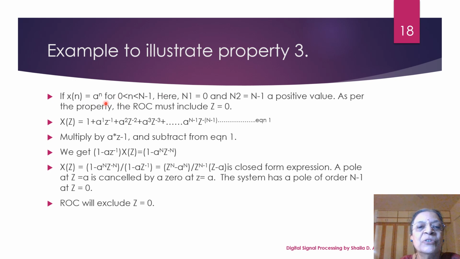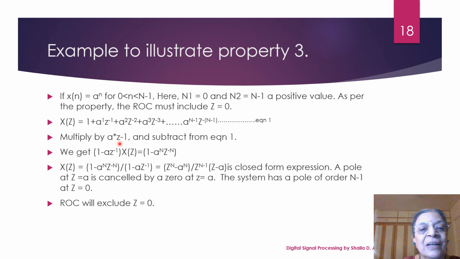If x[n] is a raised to n between 0 to capital N minus 1, here n1 is 0 and n2 is N minus 1, and it is a positive value. So as per our property, ROC must include z equal to 0. So let us say X(z) is equal to 1 plus a z inverse plus a raised to 2 z raised to minus 2 and so on, and it will exist only up to a raised to N minus 1 z raised to minus of N minus 1 because we are specifying this value of n2.